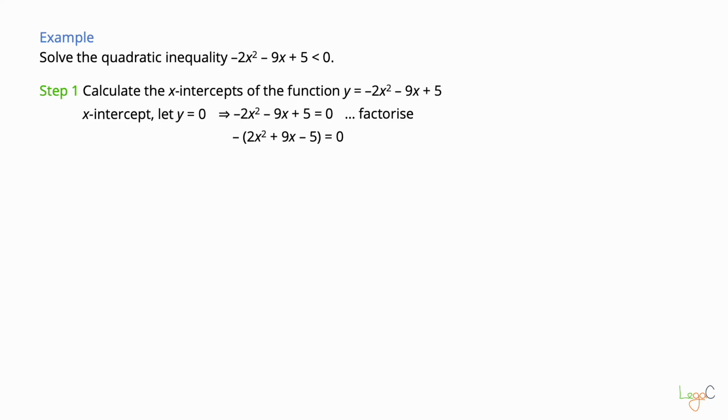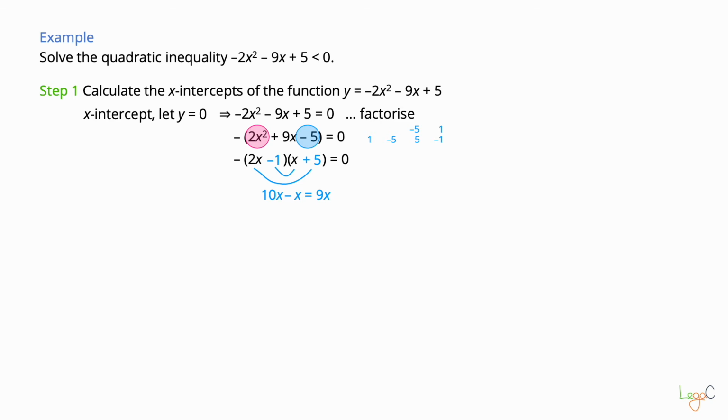Now, we need two terms that multiply to 2x squared, and that is 2x and x. We now need two numbers that multiply to negative 5. Negative 1 and 5, 1 and negative 5, negative 5 and 1, and 5 and negative 1. Let's start with the first set, which is negative 1 and 5. We multiply 2x by 5, that is 10x, and then we multiply negative 1 by x, that is negative x. So 10x minus x equals 9x. We were lucky that the first set of values worked straight away.